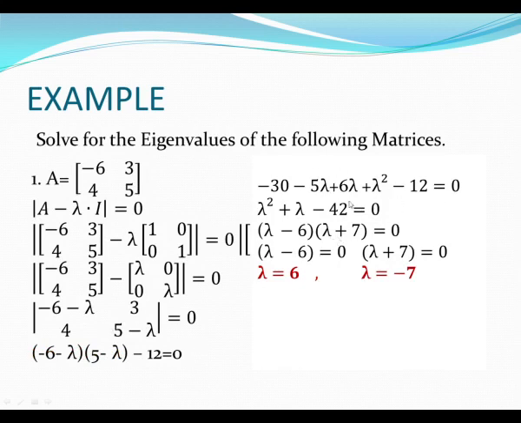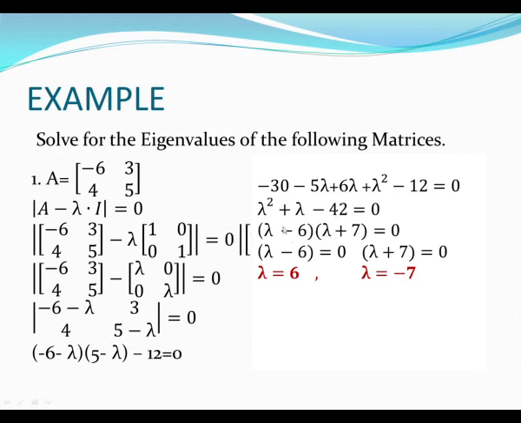Then combine similar terms, we have lambda square, 6 lambda minus 5 lambda is positive lambda, then negative 30, negative 12, negative 42. So we have here a quadratic equation. Then we can factor this quadratic equation by means of trial and error. So we have to look for the factors of lambda square, lambda times lambda, and then the factors of 42, negative 6 and 7. So these will be our factors for that equation.